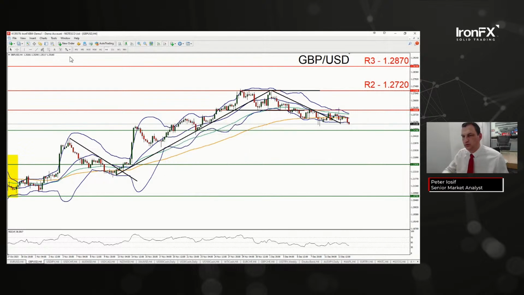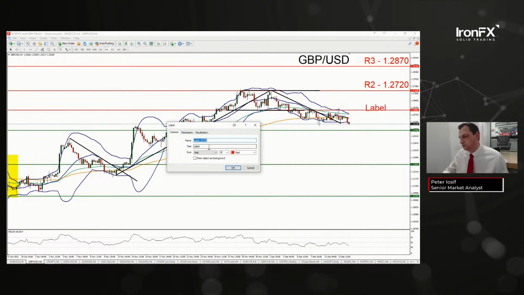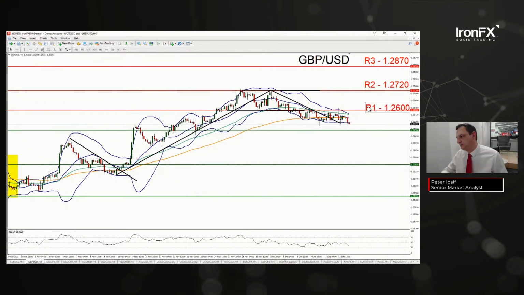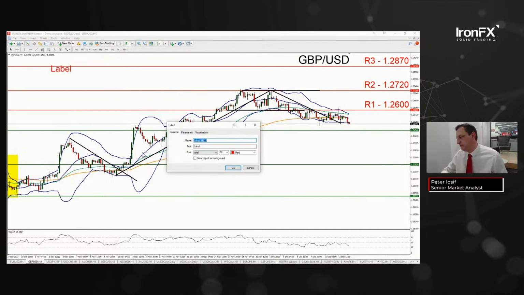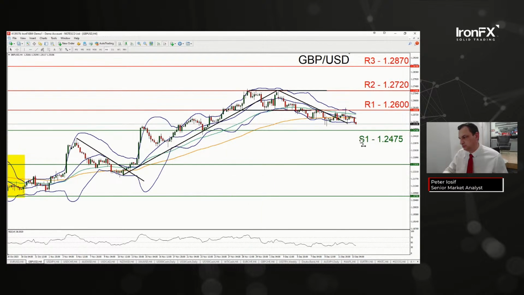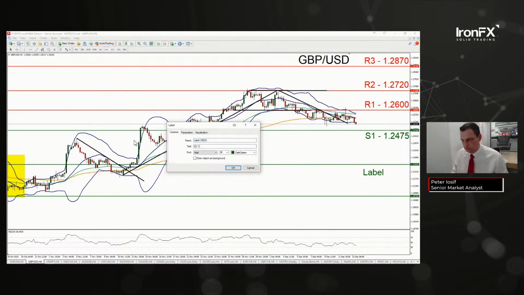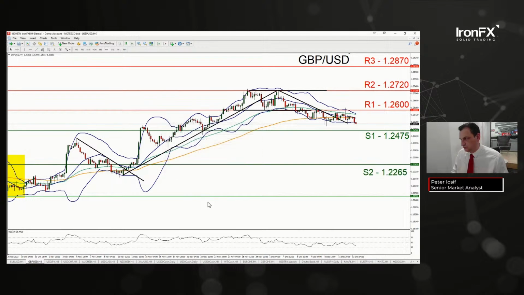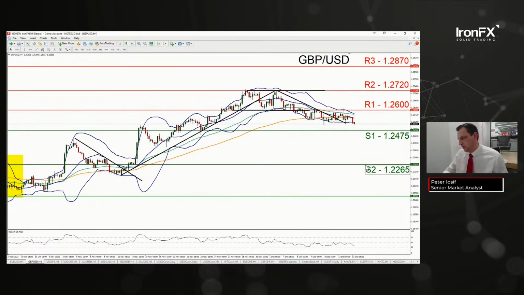The R1 at 1.26. The S1 at 1.2475. The S2 at 1.2265. And the S3 at 1.2070.